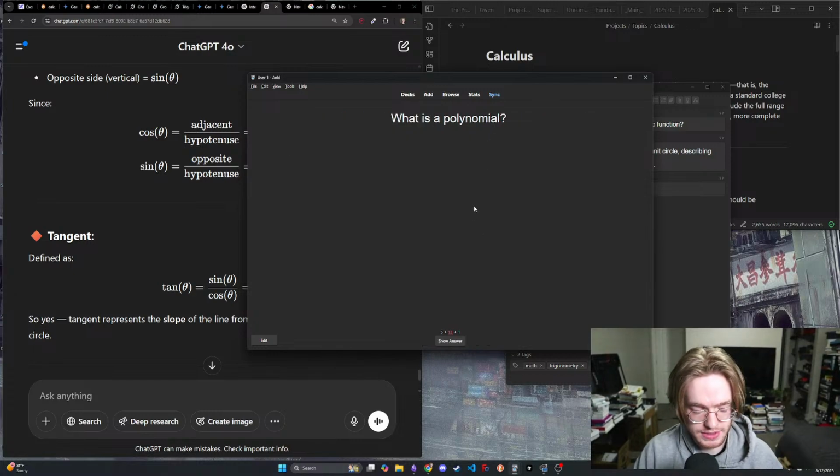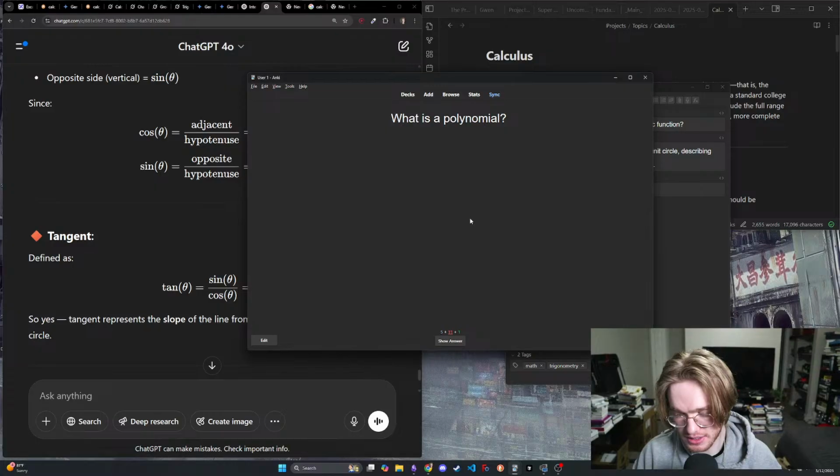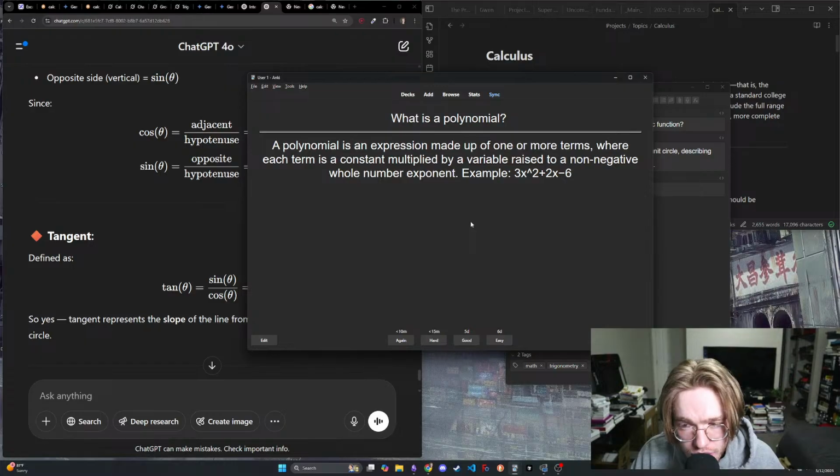A polynomial is an expression with many terms where each of the terms have x or some variable associated with them raised to some power. Typically, actually always, they are of differing powers. Okay, where one term is a constant multiplied by a variable raised to a non-negative whole number exponent. Okay, so each term is a constant multiplied by a variable raised to a non-negative. Is the non-negative a key part? That seems kind of odd to me.